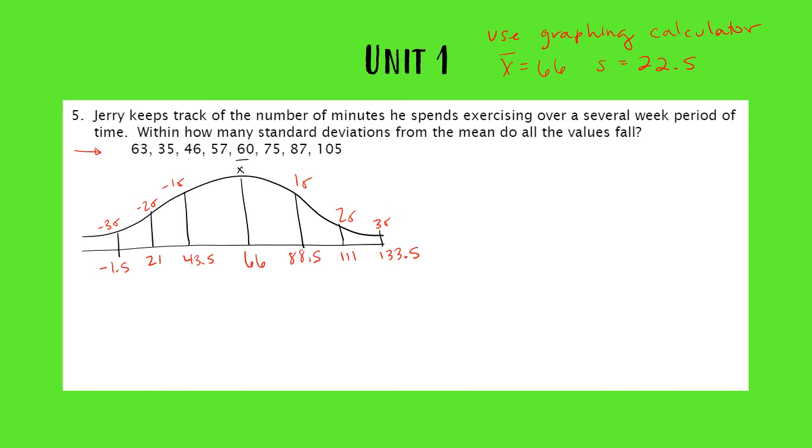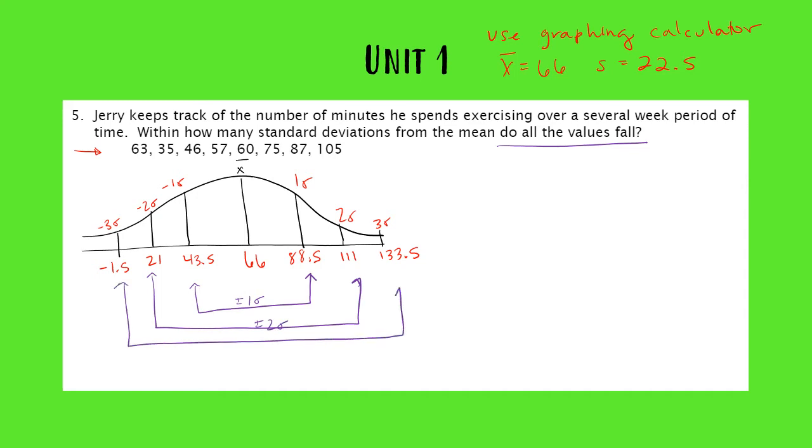So the question is asking you, within how many standard deviations from the mean do all of the values fall? So 1 standard deviation from the mean would be from 43.5 to 88.5. So 1 standard deviation from the mean means go out in both directions, 1 standard deviation. 2 standard deviations out from the mean in both directions would be from 21 to 111, and then 3 standard deviations out from the mean would be from negative 1.5 to 133.5.